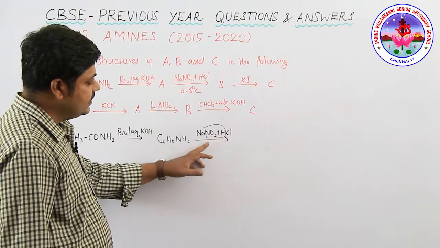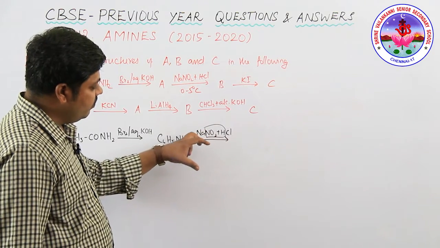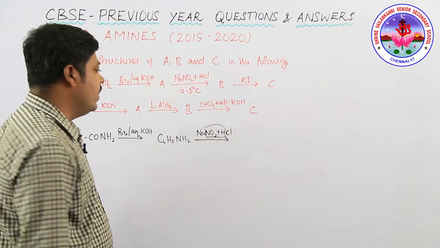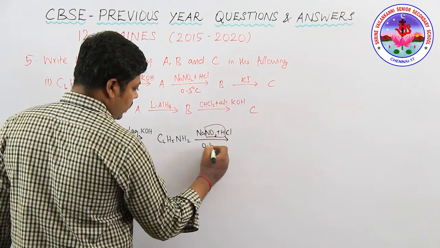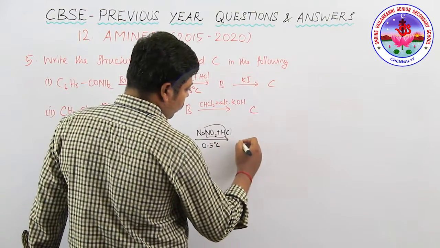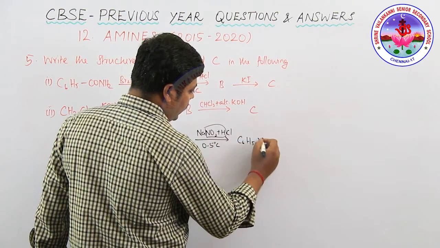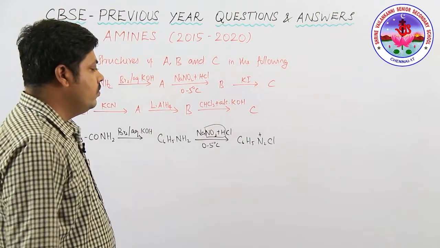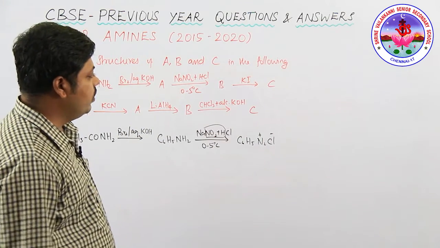Nitrous acid is readily decomposed. That's why we have to use sodium nitrite with HCl to generate HNO2, that is nitrous acid. Then the temperature range is very important, that is 0 to 5 degrees Celsius, to give diazonium chloride. So that is benzene diazonium chloride, C6H5N2Cl, that is N2+ and Cl minus.